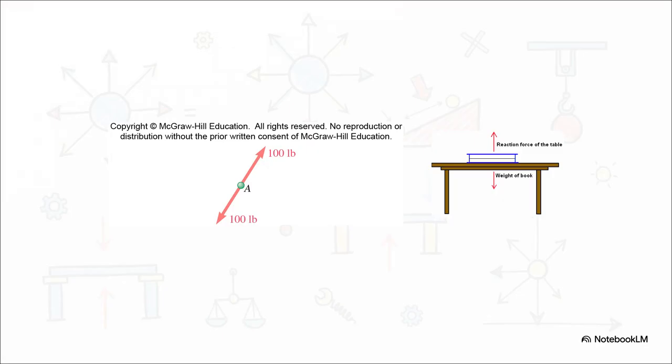Let's put that into perspective. Consider a particle being pulled by a 100-pound force straight up and a 100-pound force straight down along the exact same line of action. Because they have equal magnitude but opposite sense, they perfectly cancel each other out. And hey, we see this in everyday life all the time. Think about a heavy textbook resting on a table. The downward weight of that book is perfectly balanced by the upward reaction force, what we call the normal force of the table pushing back. The rightward forces perfectly balance the left. The upward forces balance the down. The net effect is 0. That, my friends, is equilibrium.